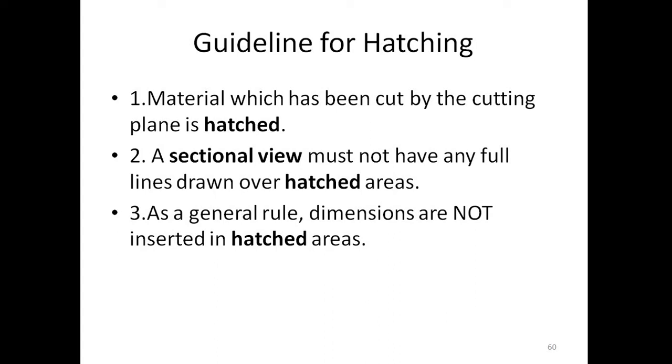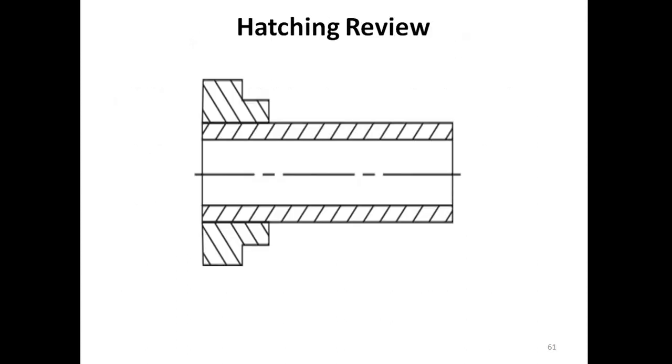A sectional view must not have any full lines drawn over the hatched area. For a sectional view, there will not be any full line drawn over the hatching area. As a general rule, dimensions are not inserted in a hatched area. When we are showing hatching, as per the general rule, dimensions are not inserted in a hatched area.